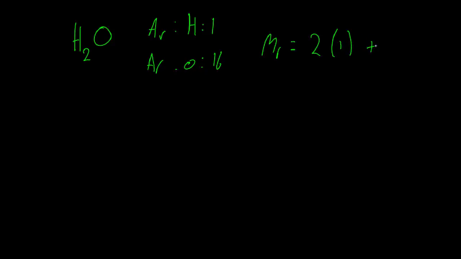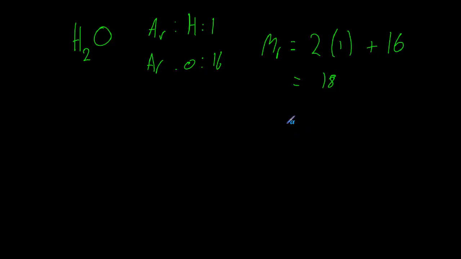Now H2O, let's work out the formula mass from the atomic masses. So the atomic mass of hydrogen is 1, and of oxygen is 16. And we only have 2 hydrogens, and so that means that our formula mass, so Mr, is equal to 2 lots of your hydrogen, which weighs 1, plus we only have 1 oxygen, which is 16. And that will give us a total formula mass of 18.